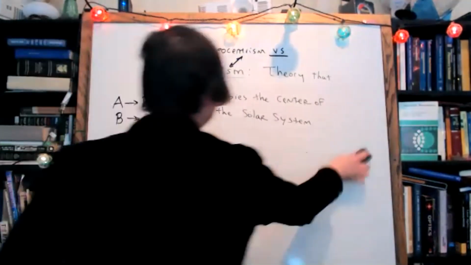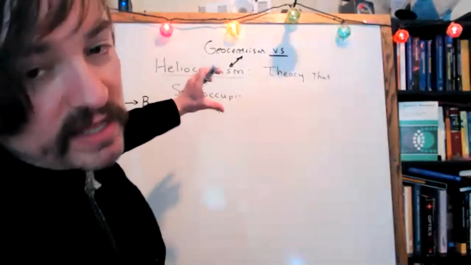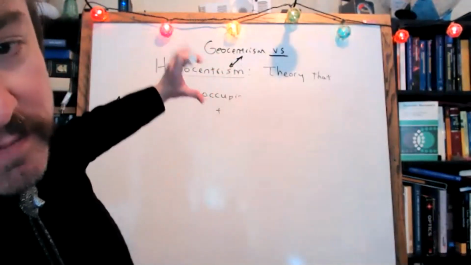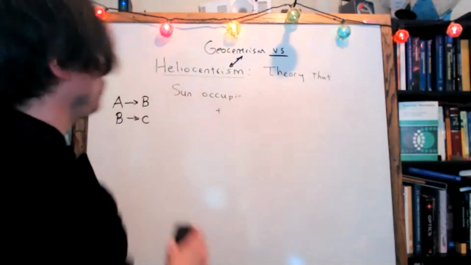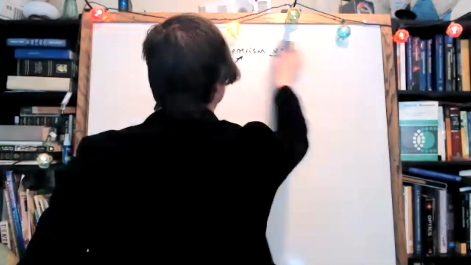Take notes on this guy. There are only four philosophers or astronomers, I guess, you need to know about for heliocentrism. Copernicus was the first. The second is Tycho Brahe.